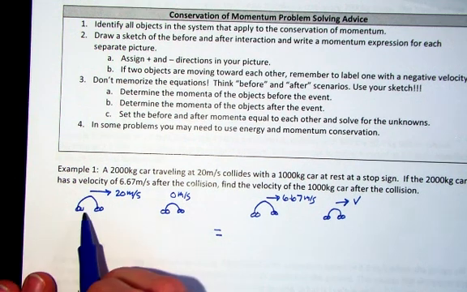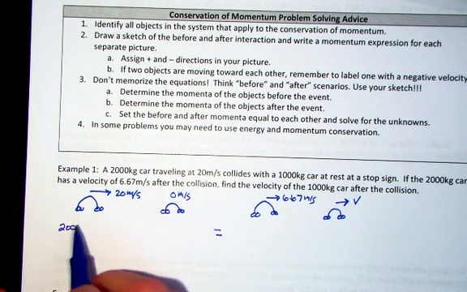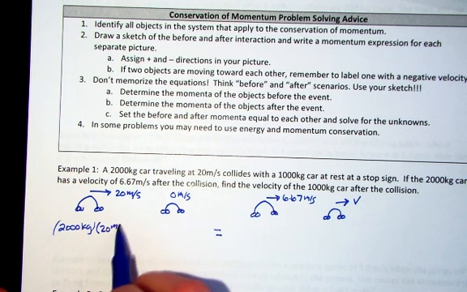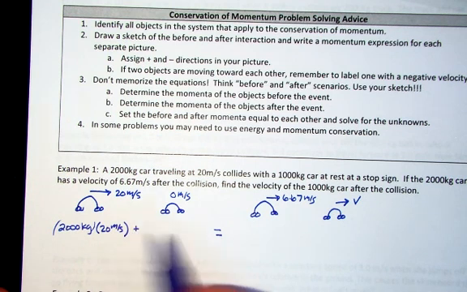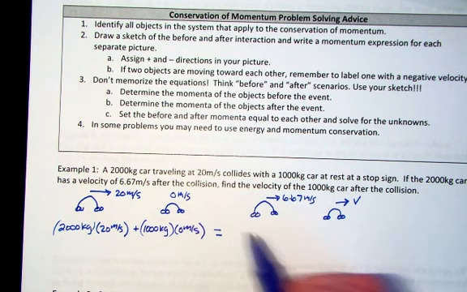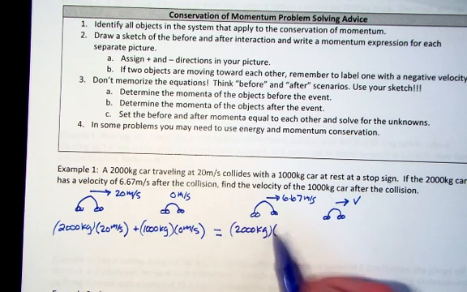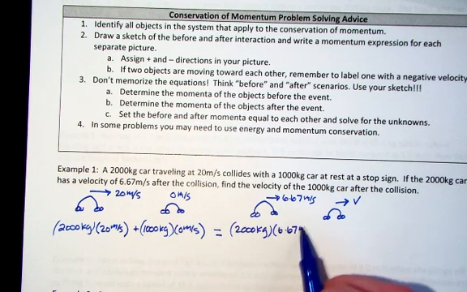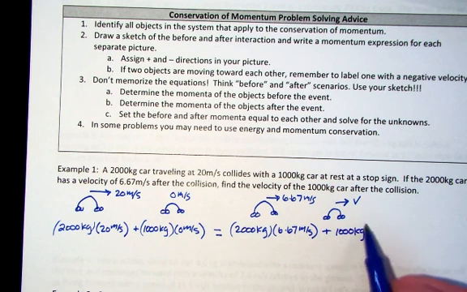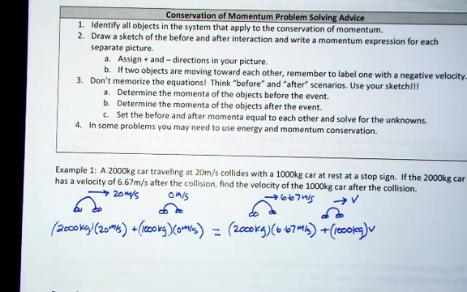So this car was 2,000 kilograms times 20 meters per second plus 1,000 kilograms times 0 meters per second equals 2,000 kilograms times 6.67 meters per second plus 1,000 kilograms times velocity.